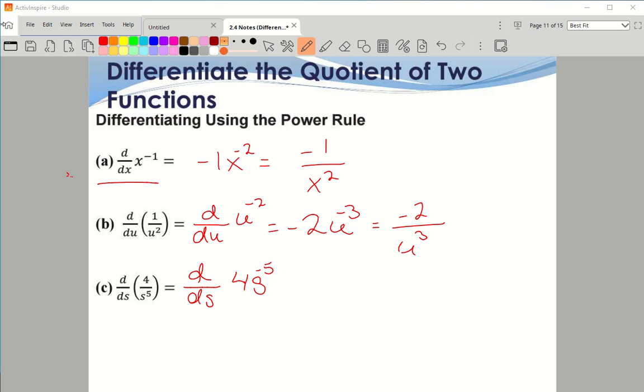Anyway, let's go ahead. So what is my derivative, doing the voodoo magic? Negative 20 s to the negative 6. And then rewrite it. So negative 20 over s to the positive 6.